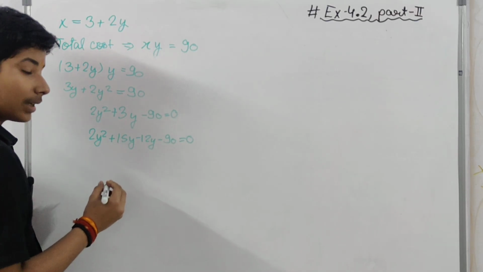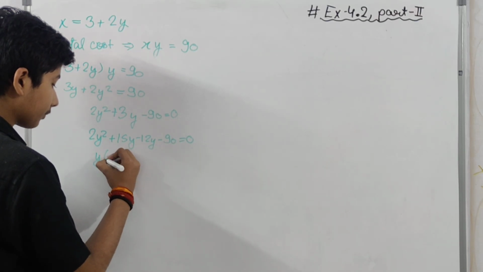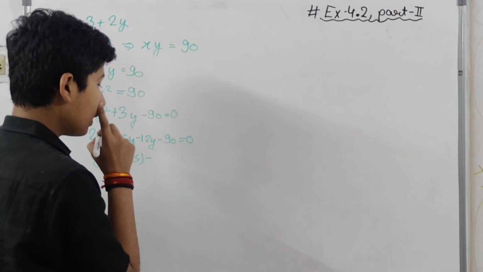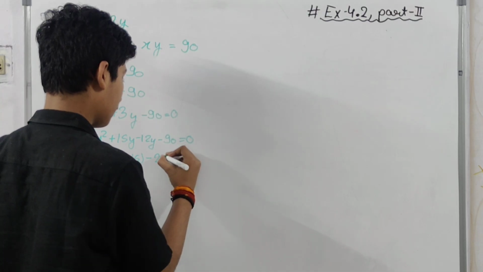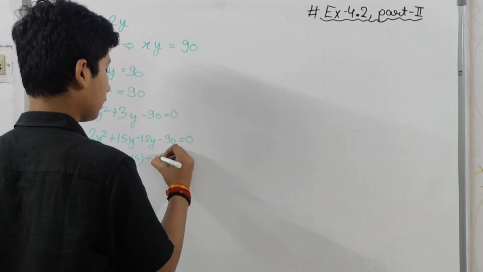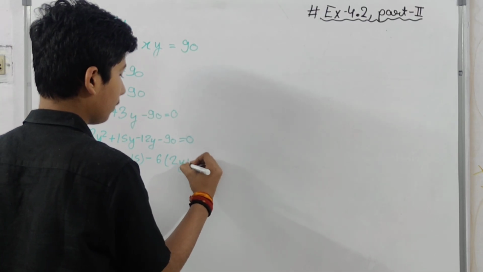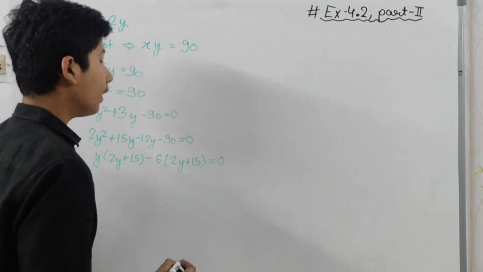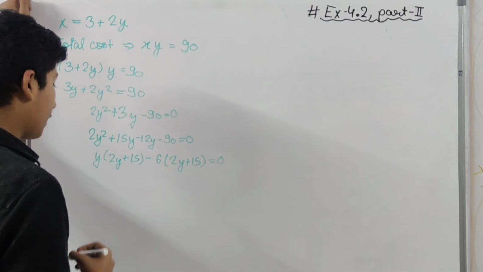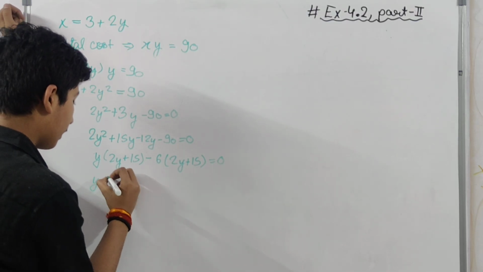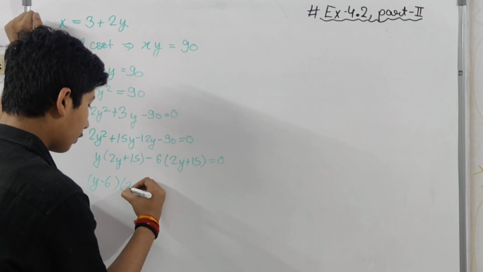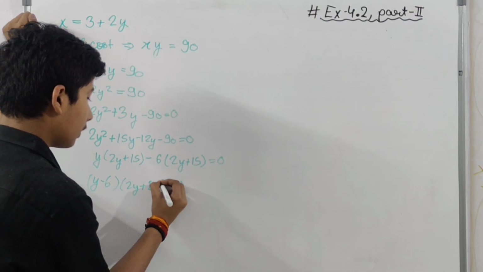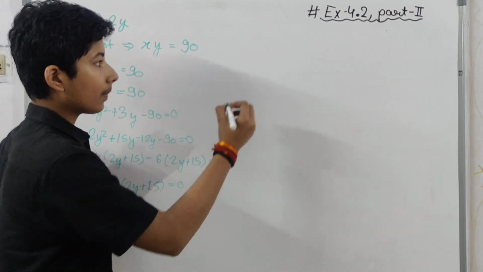So here we can take nothing common but y: y(2y + 15). Here also 6 common: -6(2y + 15) = 0. Now we have got all the information to find our answer. Now (y - 6)(2y + 15) = 0. Now let's find out the answer.